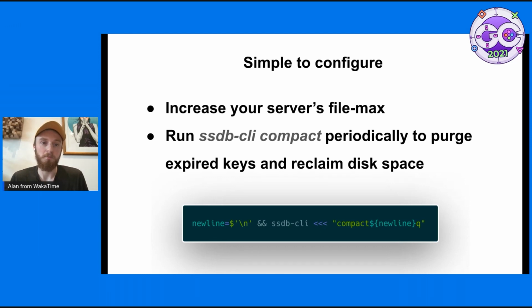SSDB is very simple to configure. It has fewer config options than Redis, and therefore it's extremely simple to set up. Just make sure to increase your Linux machine's file max settings so SSDB can open enough sockets and file handles to be performant. And also remember to run the SSDB CLI compact command to reclaim disk space from deleted or expired keys. I've included a handy one-liner for that compact command here that makes it easy to run from a cron script, because normally it blocks on user input. But this gets around that, so you can run it automated. These are the two things you have to remember with SSDB.